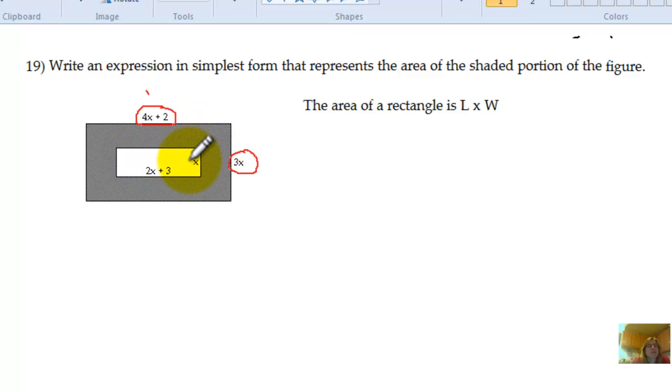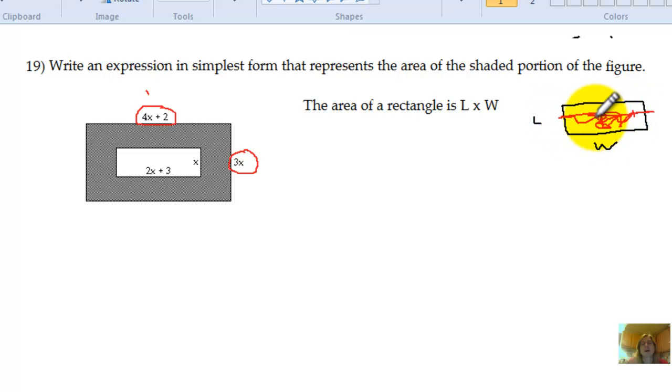In order to get the area of the shaded part, we have to take the area of the entire rectangle and then subtract out this piece in the middle. So we'll have the area of the whole thing and then the area of this thing subtracted. Area of any rectangle is length times width. So if you have a rectangle, the length times the width will give you the area of the figure, which is the middle portion.